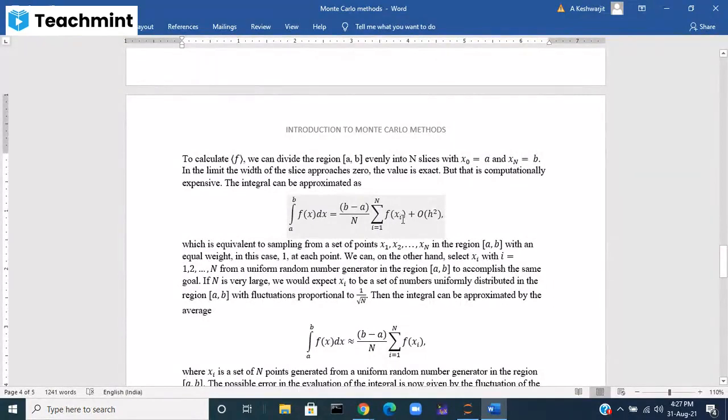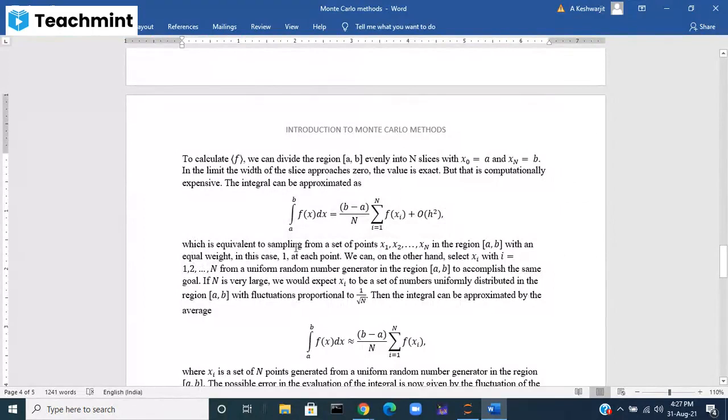Up to xn, plus another term which is of second order in h. What is h? h is the width of the slice. So the integral can be approximated in this form.